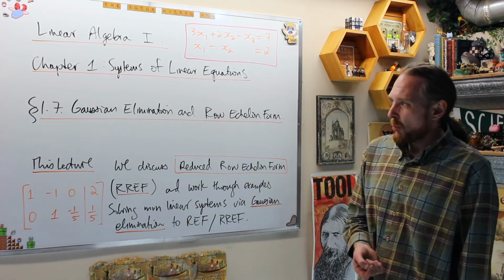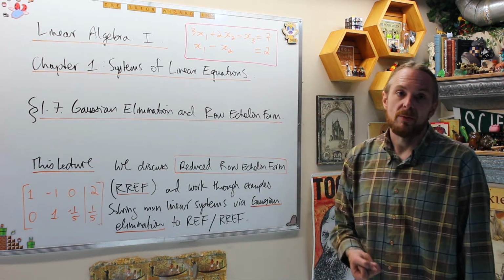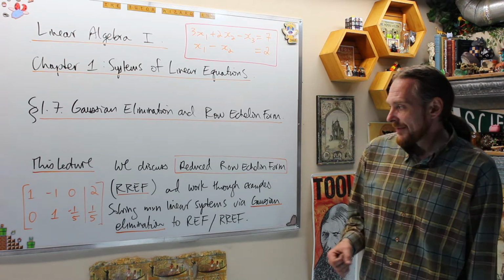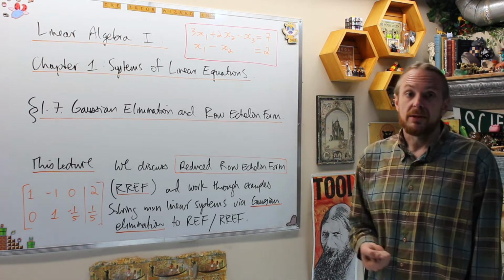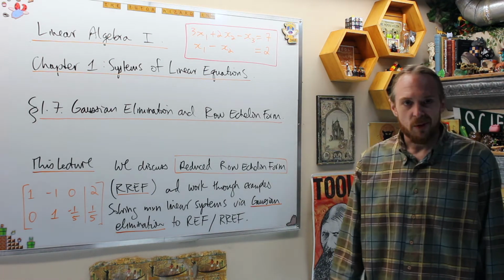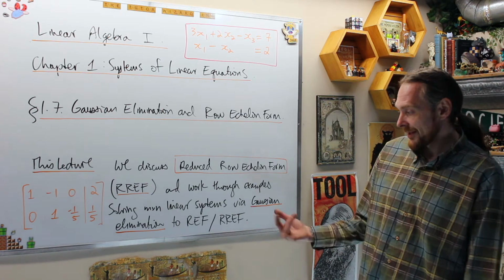We're doing Linear Algebra 1. This is Chapter 1, which is Systems of Linear Equations. We're in Section 1.7, which is Gaussian elimination and row echelon form. This lecture specifically, we're going to discuss reduced row echelon form, or rref, and the process of Gaussian elimination, or some of the books are technical and add Gaussian-Jordan elimination for this one specifically.